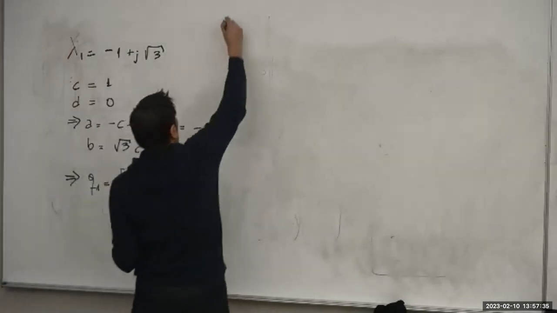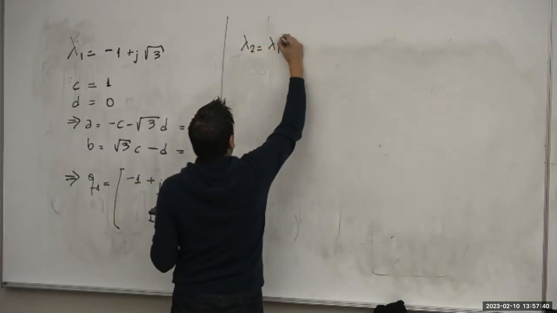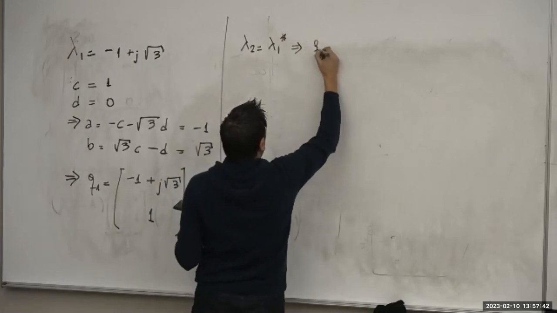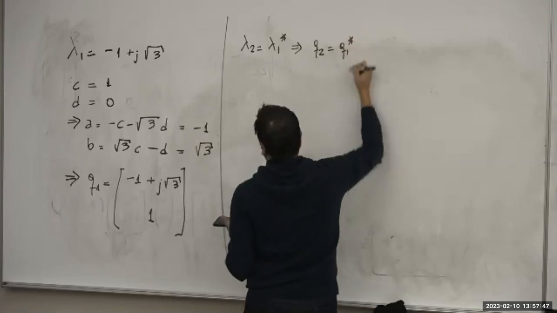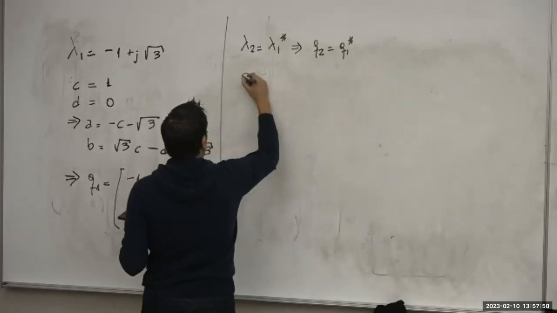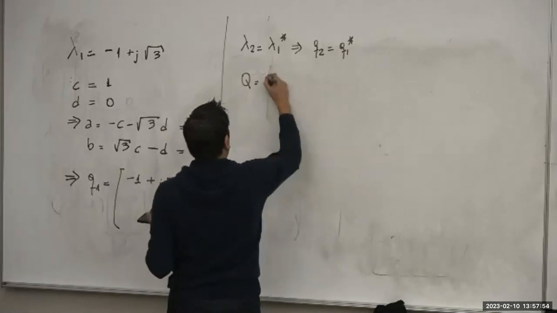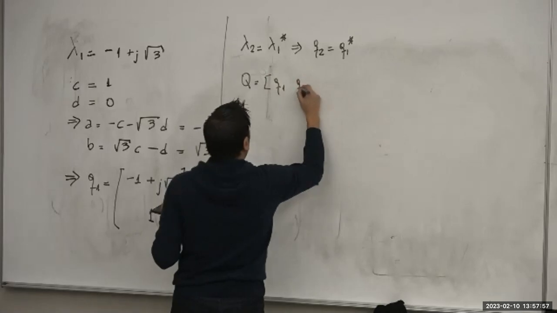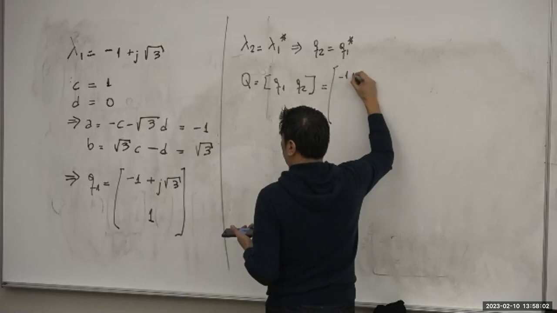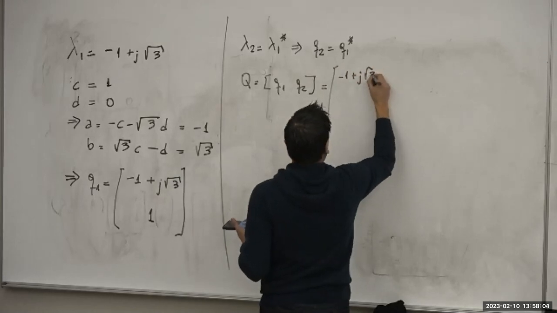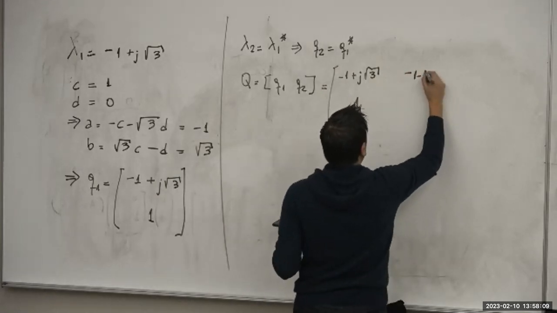As the eigenvalue lambda 2 is equal to the conjugate of lambda 1, Q2 will be the conjugate of Q1. So if we obtain the matrix Q here, with the first term, let's put it in this fashion, Q1 and Q2, that is going to be negative 1 plus j square root of 3 and 1, and Q2 will be the conjugate.